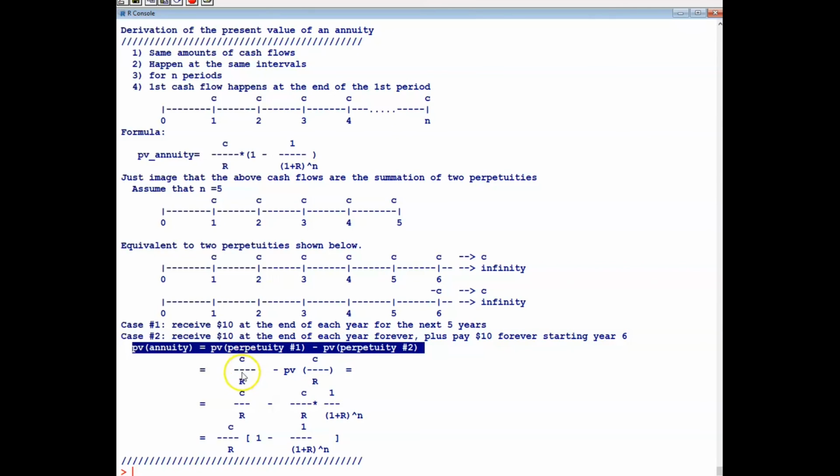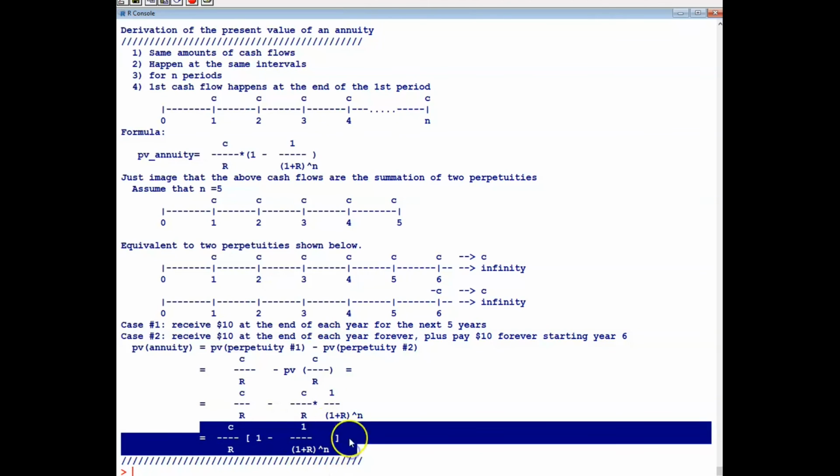So we have C over R. We know this is C over R, right? The first one, because we are standing at time 0, is C over R. The second one, because we are standing at year 5, will be C over R discounted by n periods. So eventually we can derive our final formula, the present value of annuity.